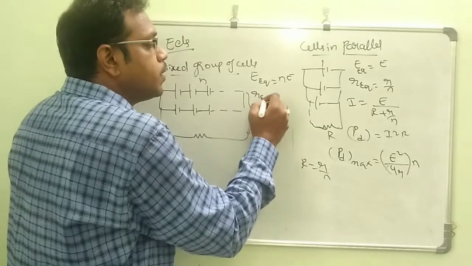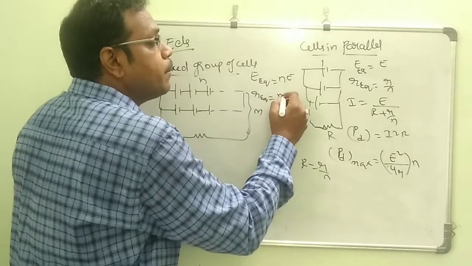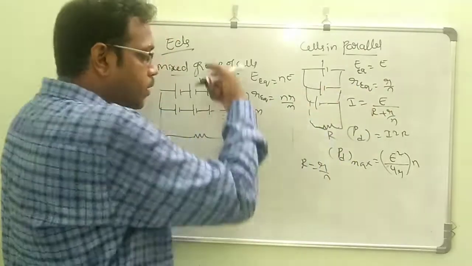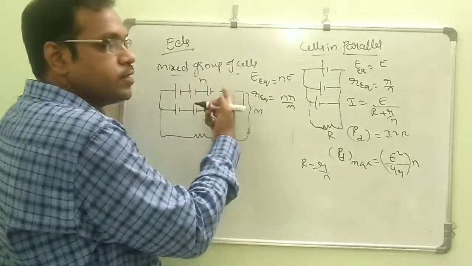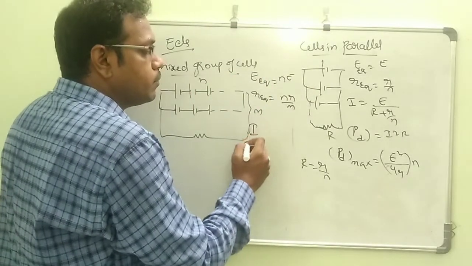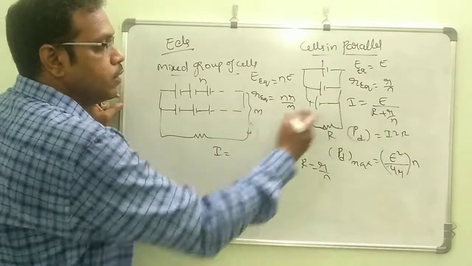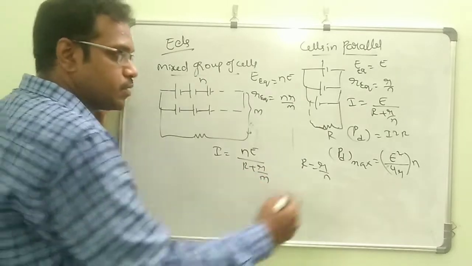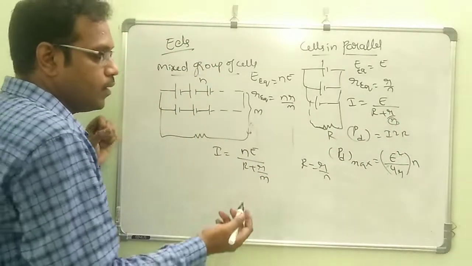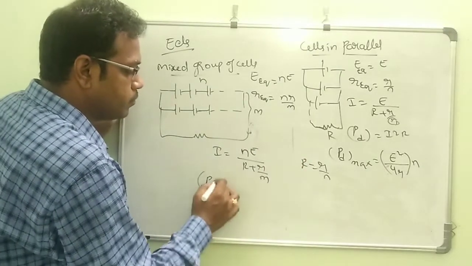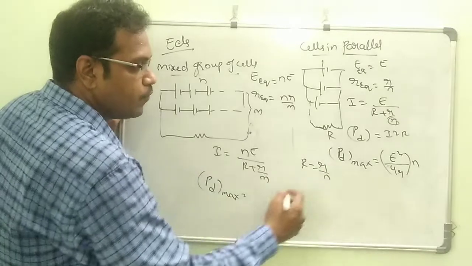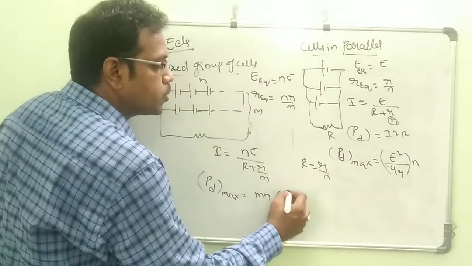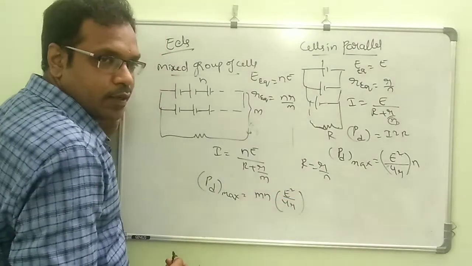And r equivalent you will get nr by m, because n is in series, so nr, and this r by m will come in parallel, so nr is already series. And what is I here? I is equal to nE by R plus nr by m. And what is the power dissipation maximum? You will get the same formula, but here in the place of n you will get mn, so E square by 4r into mn.